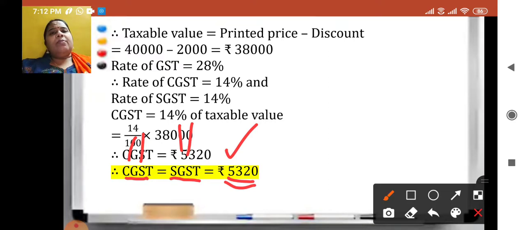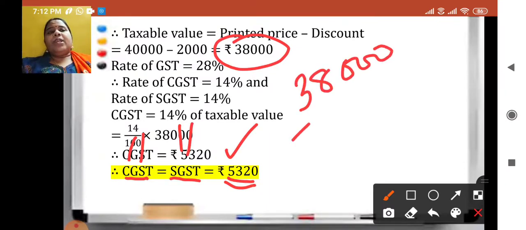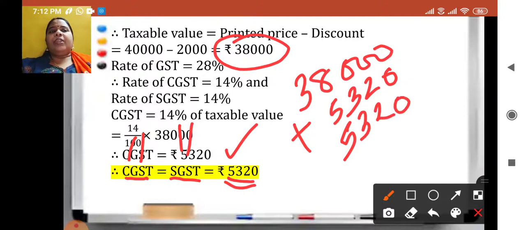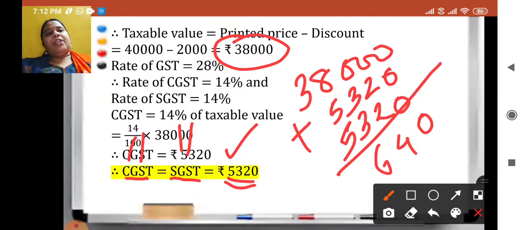Now can you think and tell me what will be the actual price of that machine? Now, since the discount was given, the printed price has reduced to 38,000. So 38,000 definitely he has to pay, plus he has to pay CGST of 5,320. Along with this, he has to pay SGST of 5,320. So when I take the total, 4, 3 and 3 is 6, 5 and 5 10 and 18, carry 1 and 3 4, 48,640. Just see, the price on the machine was 40,000.